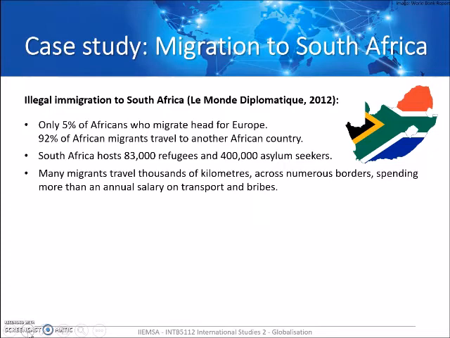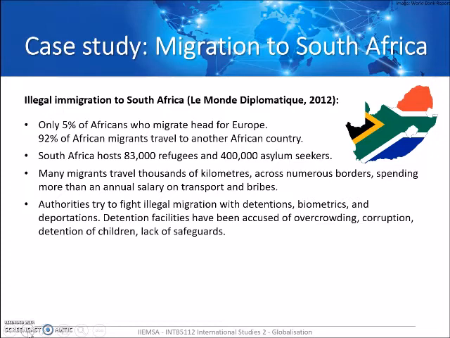So that's also a thing that we forget, particularly when migrants travel on land, which is what they usually do. They actually cross numerous borders. And according to studies, they spend more than an annual salary on transport and bribes. So there's a massive investment that also goes into a family sending a family member out into another country, right? Which is something that we sometimes forget.